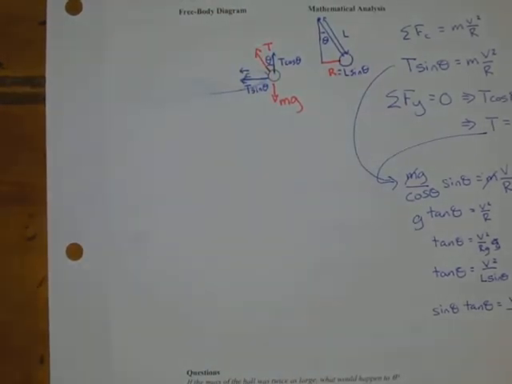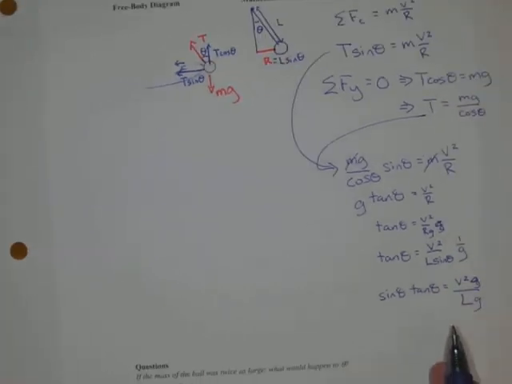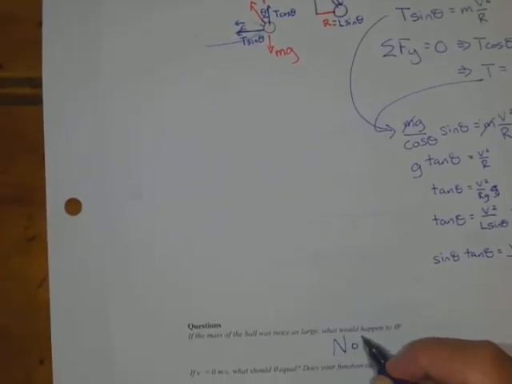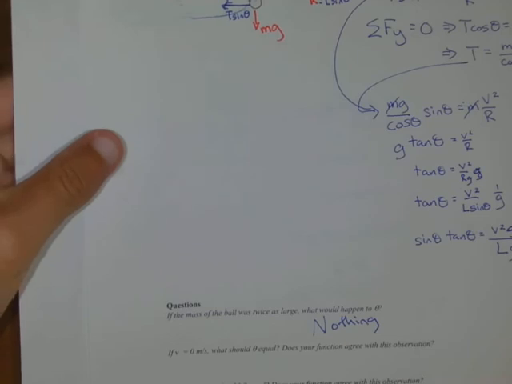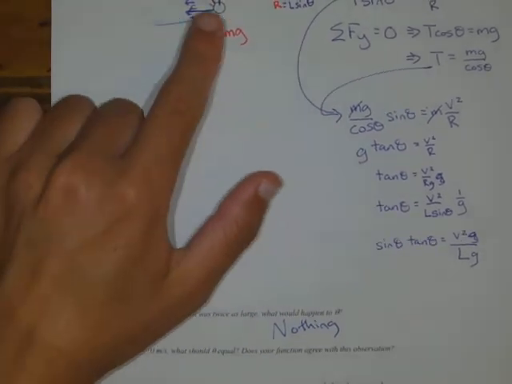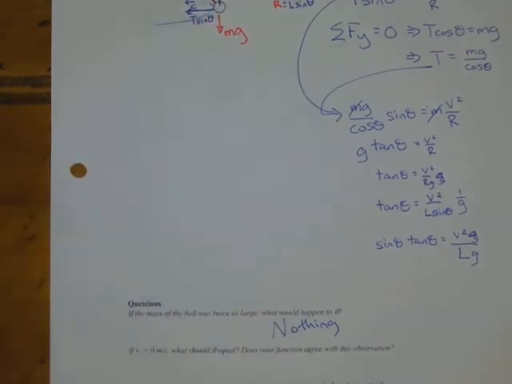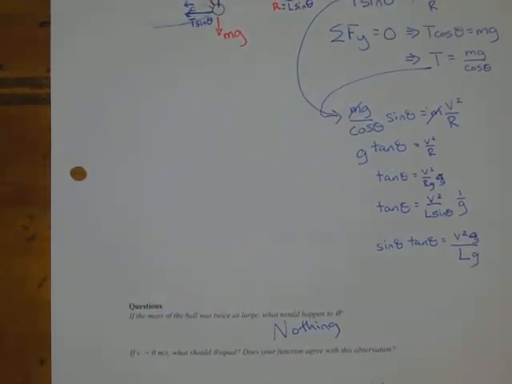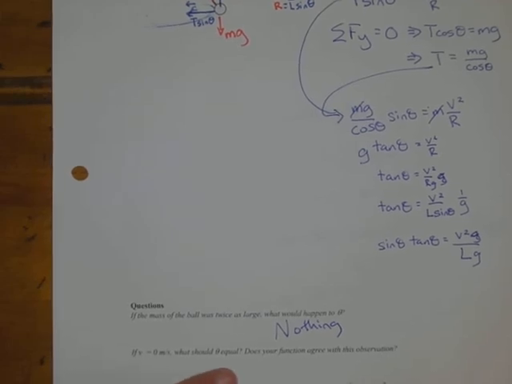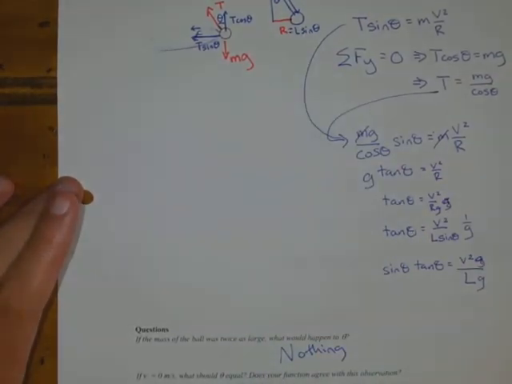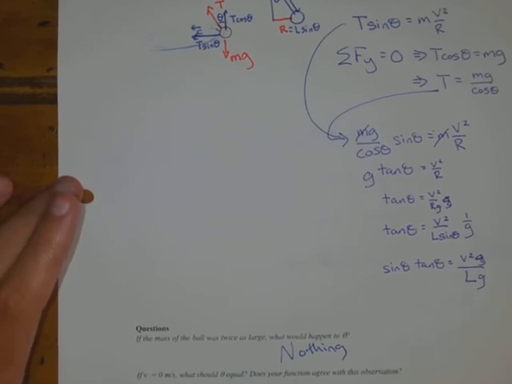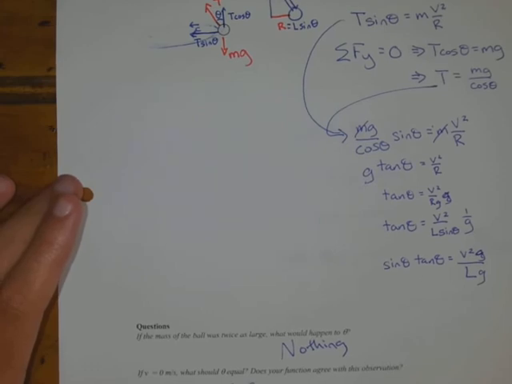And if the mass of the ball is twice as large, what happens to theta? Well, the mass did not appear in our equation, so nothing happens. If v is equal to 0, what should theta be equal to? If the speed of the ball is 0, you can try this on your own. You can take a weight and attach it to the end of a string and spin it around. The speed of the object is 0, the object is just going to hang straight down, so theta, measured from the vertical, is equal to 0 degrees. Does your function agree with this observation? Yes, it does.